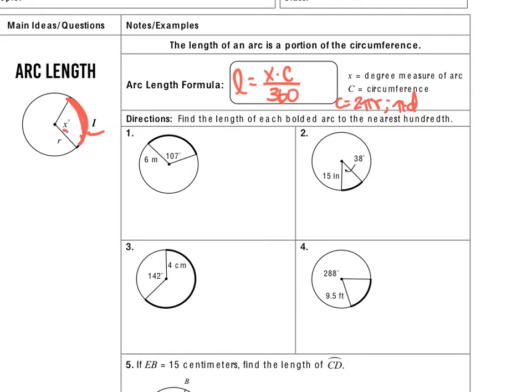So the only really hard part about this is that we're using a formula within a formula. So we have to be really careful. We have to remember that C stands for circumference, and that has its own implications as we're trying these problems.